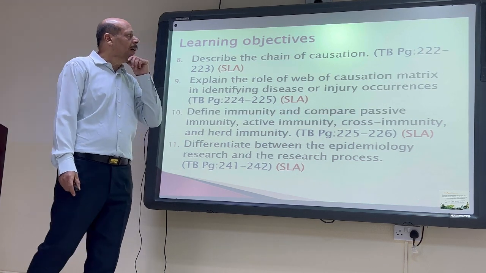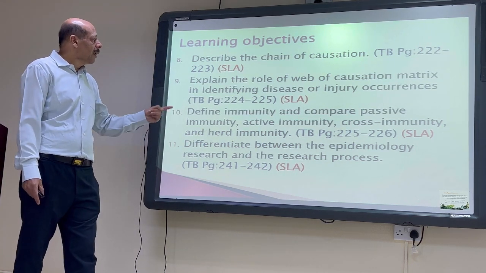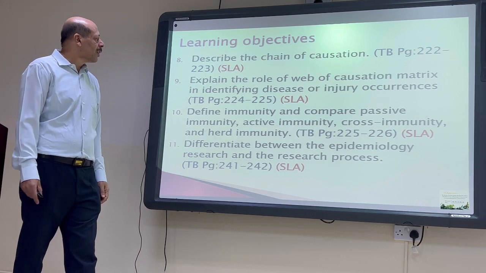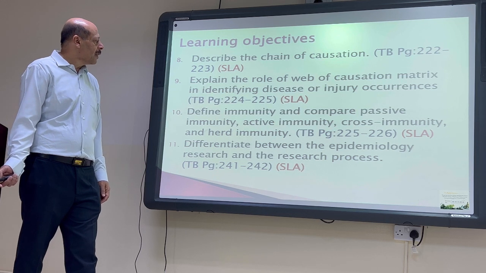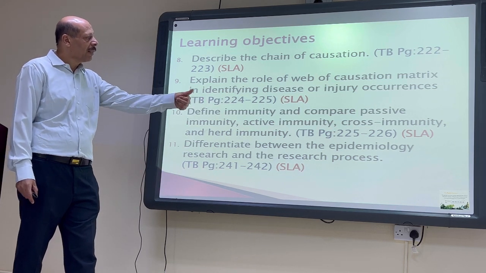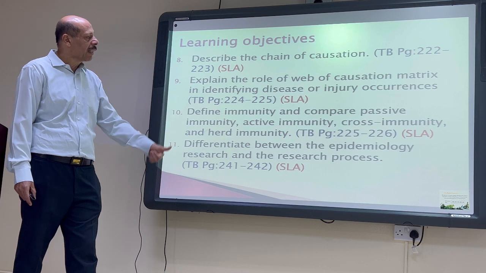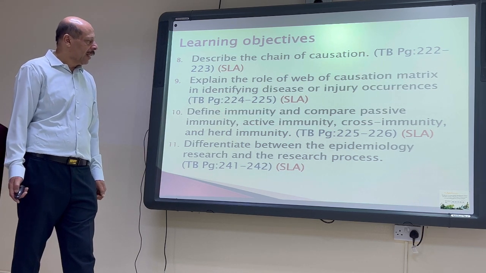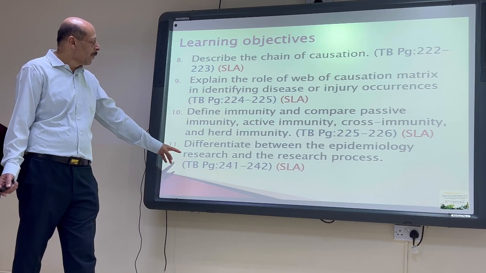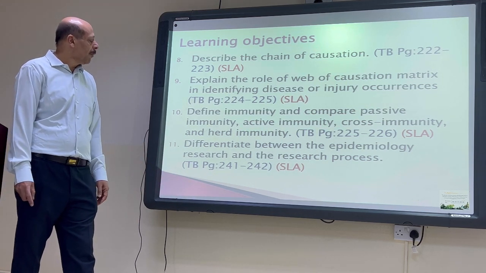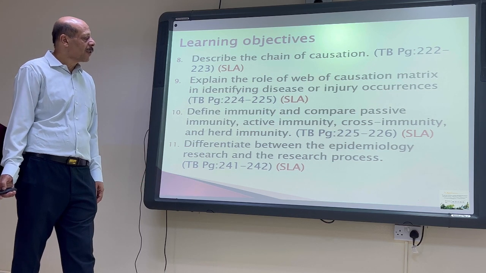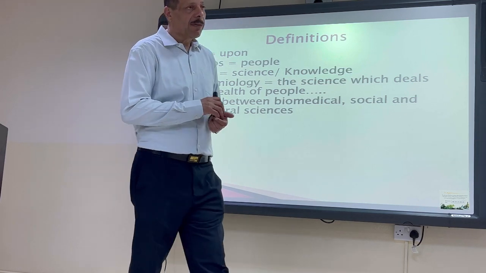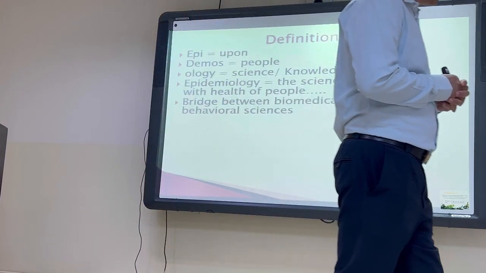Describe the chain of causation of disease. Explain the role of the causation matrix of disease. Define immunity and compare passive immunity, active immunity, and cross immunity and their relation. Differentiate between epidemiological research and the research process. So these are the objectives that we will cover during this session.